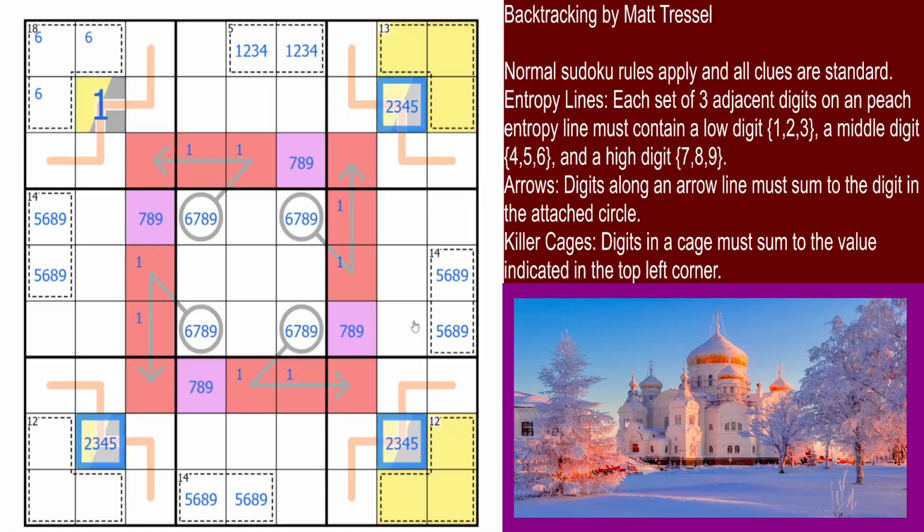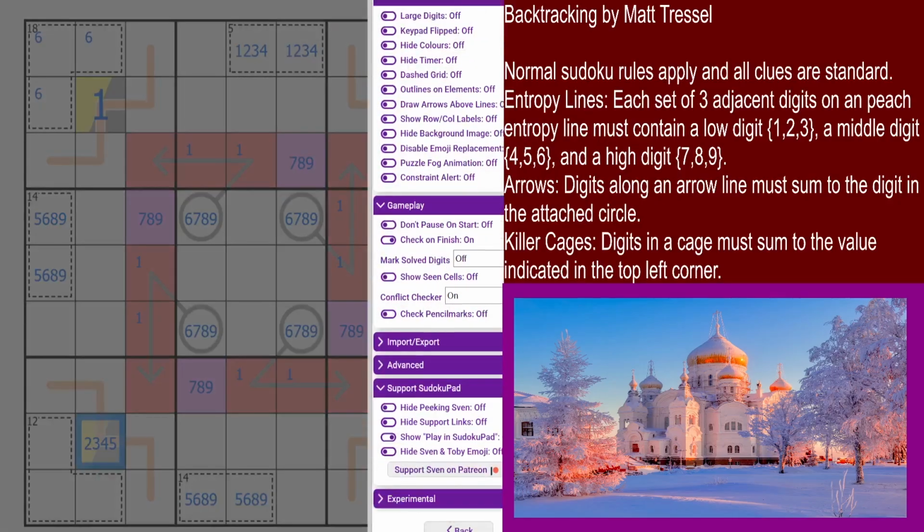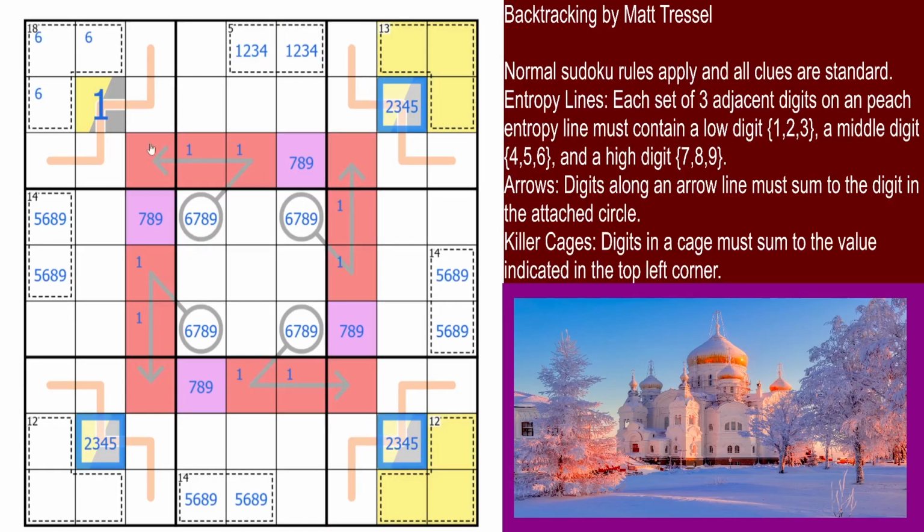Oh, this thing is on. What thing is on? Check pencil master. I think that's by default. That's why it is on. And we know that is a low digit, right? So let's just mark that as a low digit.